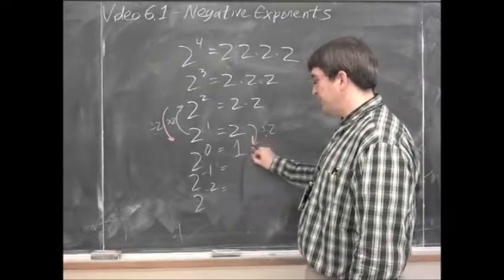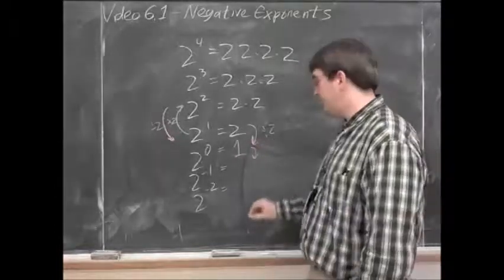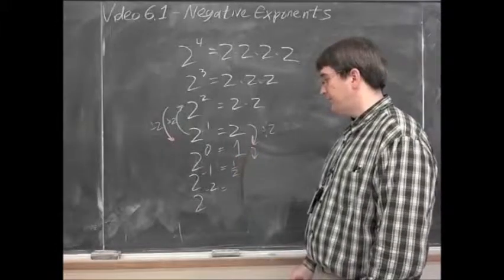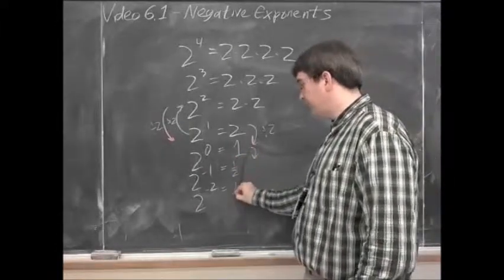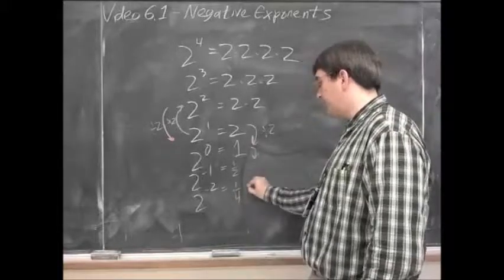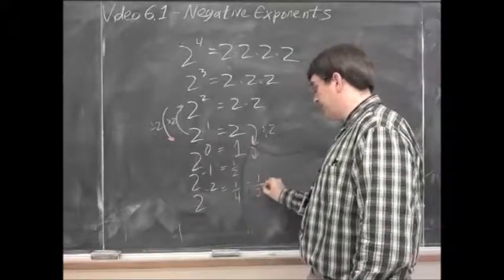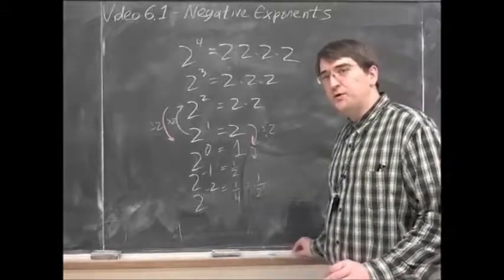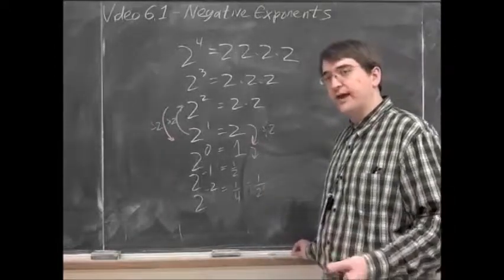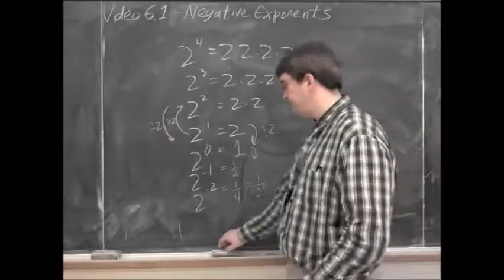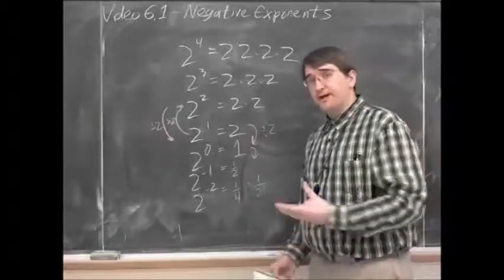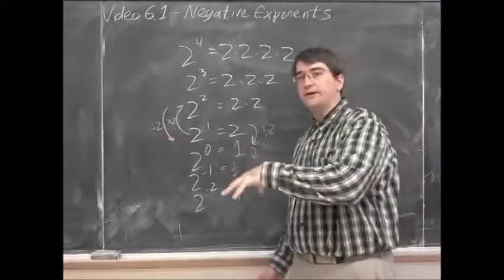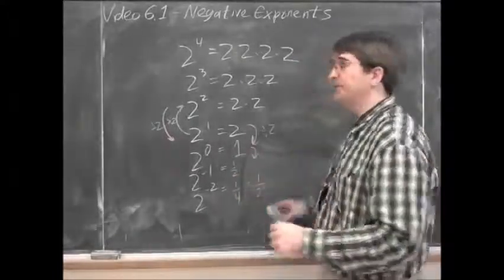Dividing by 2 again to get 2 to the negative 1, well, that'd be 1/2. Dividing by 2 again gives me 1/4, or 1 over 2 squared. So this gives us one clue as to what's happening when we have a 0 or a negative exponent, but I'll give you another rationale using the rules of exponents that you either have learned about already or you'll be learning about soon.